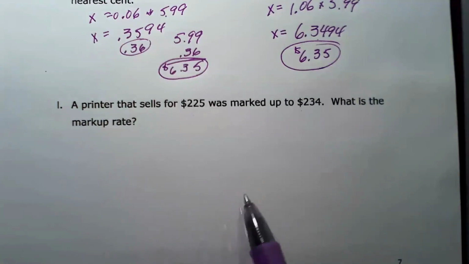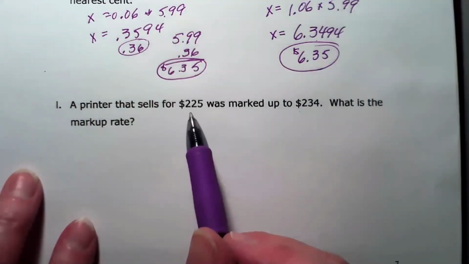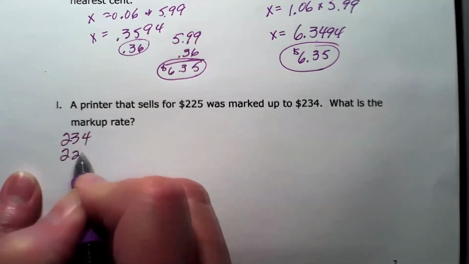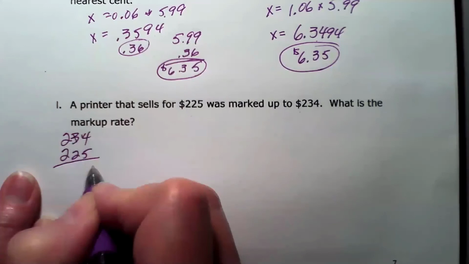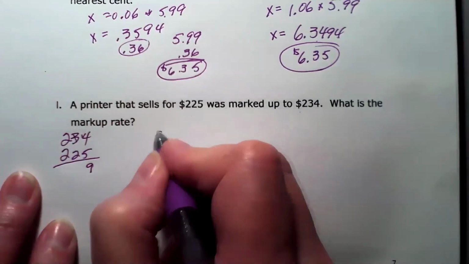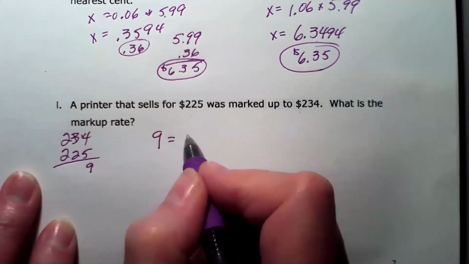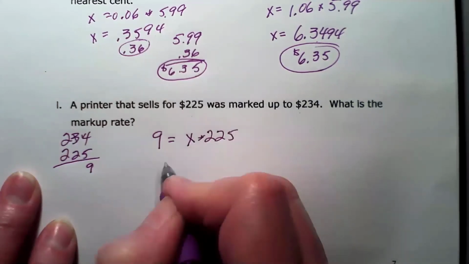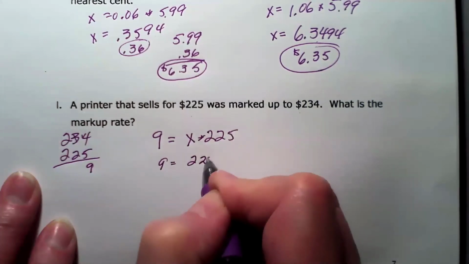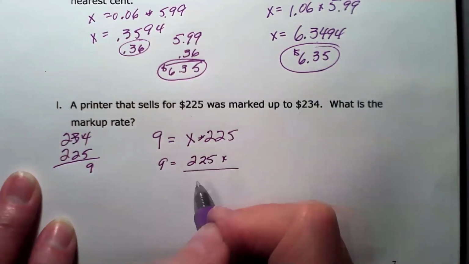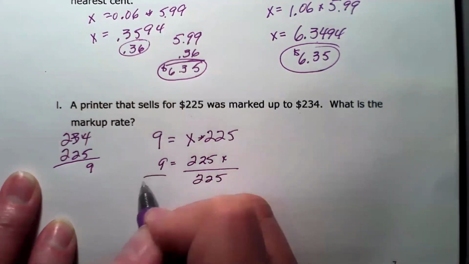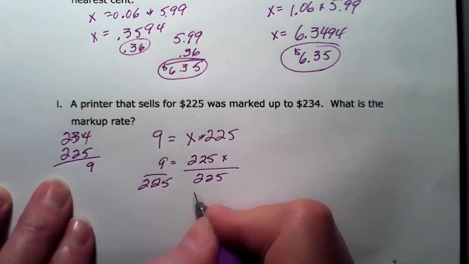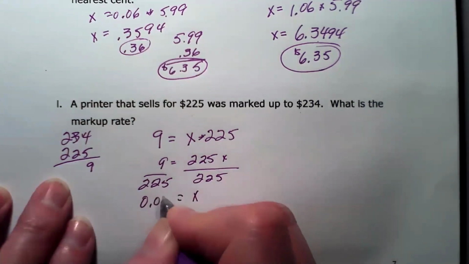So the markup is the difference in price between $225 and $234. So they marked it up to $234, which means it was a $9 markup. So if the markup was $9, it equals what percent of the original price? So really, we usually do this as 225 times X, divide by 225. And this will give us the percent or the markup rate. And I get X equals 0.04.